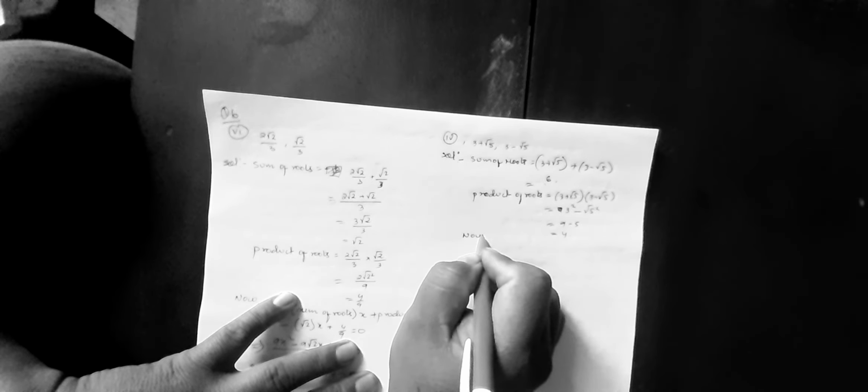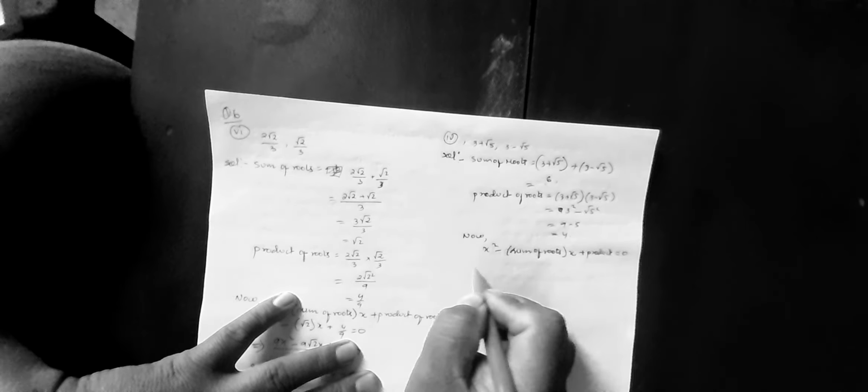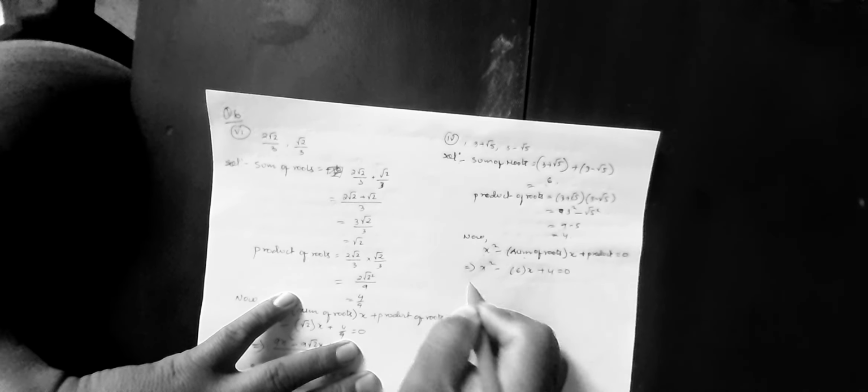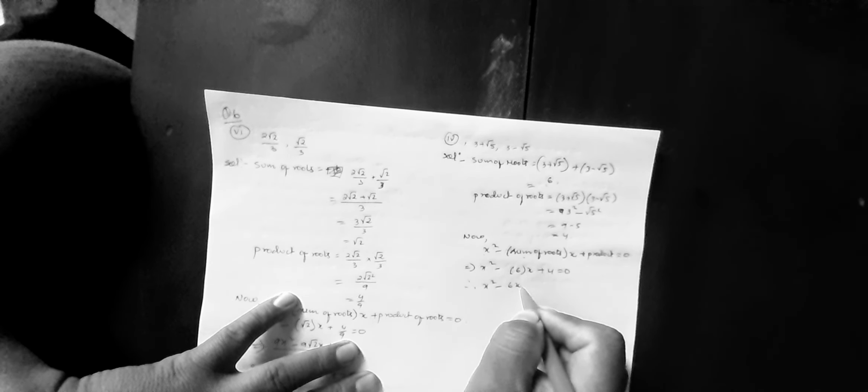Now, the formation of the quadratic equation is x squared minus sum of roots into x plus product of roots equals 0. This implies x squared minus 6 into x plus the product of the roots, 4, equals 0. Therefore, the required quadratic equation is x squared minus 6x plus 4 equals 0.